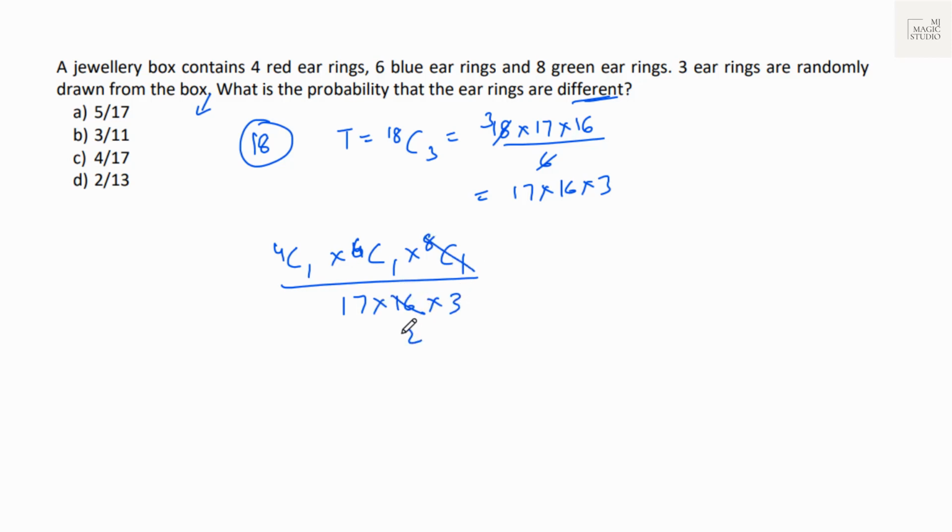So 8C1 is 8, gone 2 times. 2 into 3 is 6, gone. 4C1 is 4 by 17. The required probability is 4 by 17. That is option C.